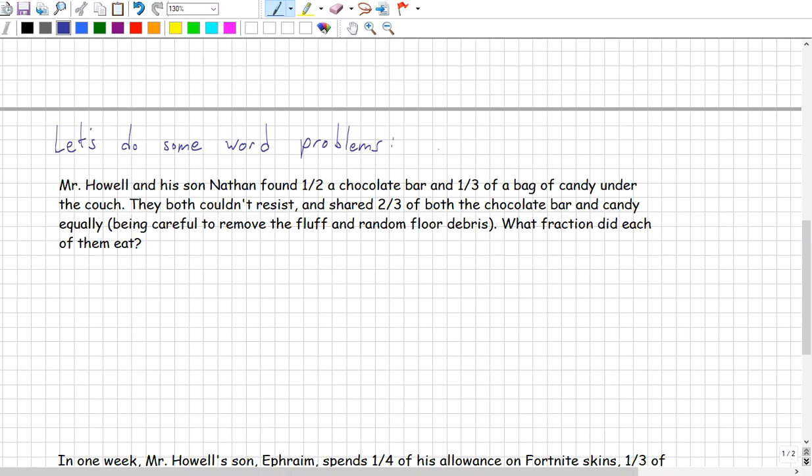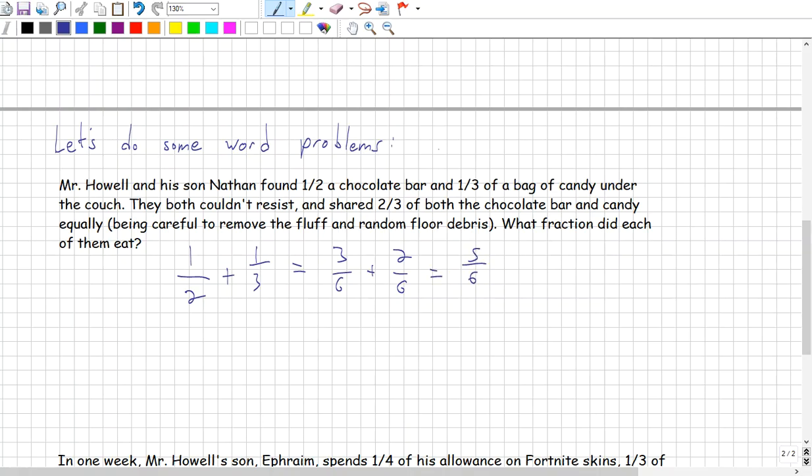So, Mr. Howell and son found half a chocolate bar and, which usually means plus, a third of a bag of candy. They shared 2/3 of both the chocolate bar and candy equally. So I have a half plus a third first. I add both those together. I have to come up with fractions that are out of 6, because I can't add those as they are. So I multiply this one by 3, multiply the top by 3. I multiply that one by 2, multiply the top by 2. So I end up with 5 out of 6.